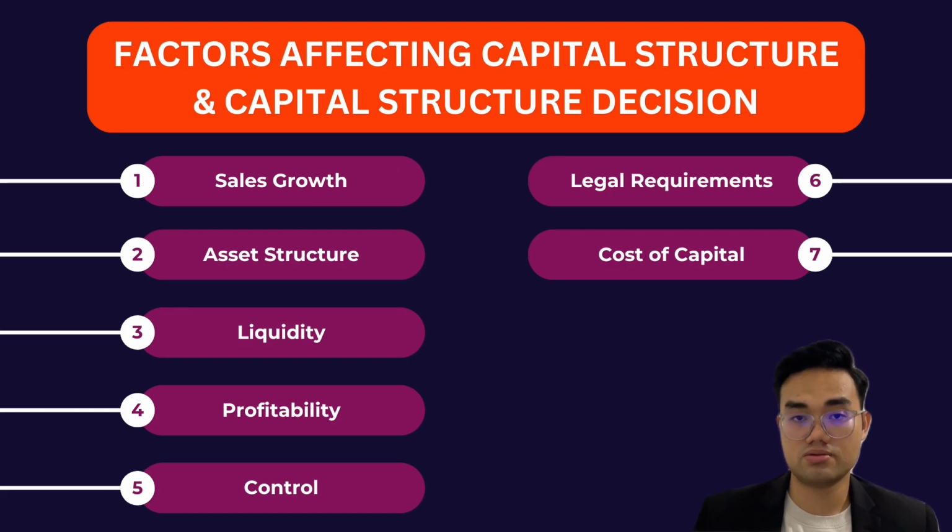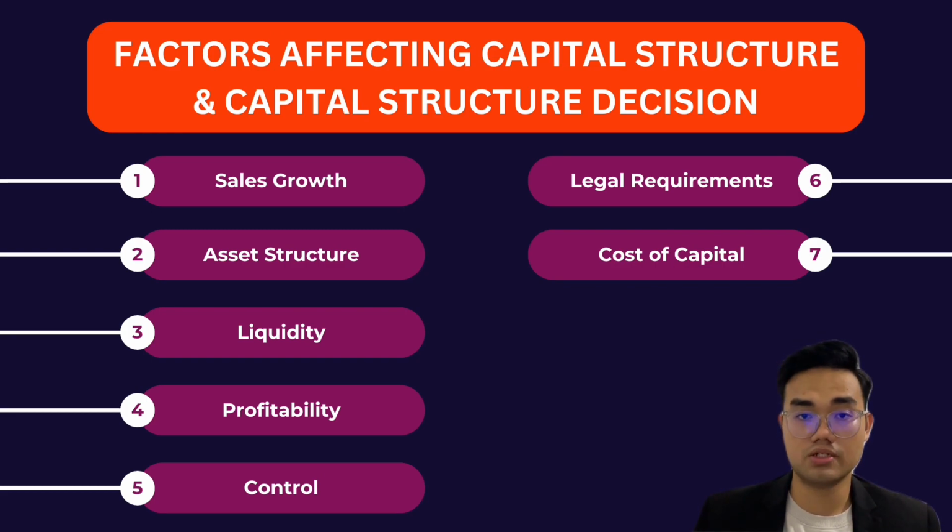Second one, asset structure. The composition of a company's assets, known as asset structure, also plays a crucial role in determining capital structure. Companies with a high fixed assets ratio find it easier to secure loans or external capital as they can pledge these assets to creditors.